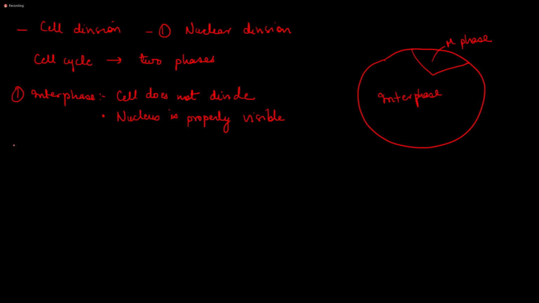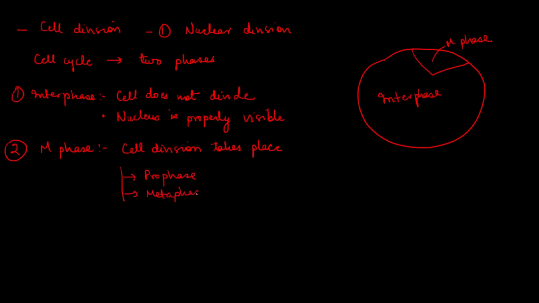Okay. Now the second phase is the M phase. During the M phase, the actual cell division takes place, right? Now the M phase, as I told in the previous slide also, has four phases: prophase, metaphase, anaphase, and telophase. So the M phase itself has four phases.